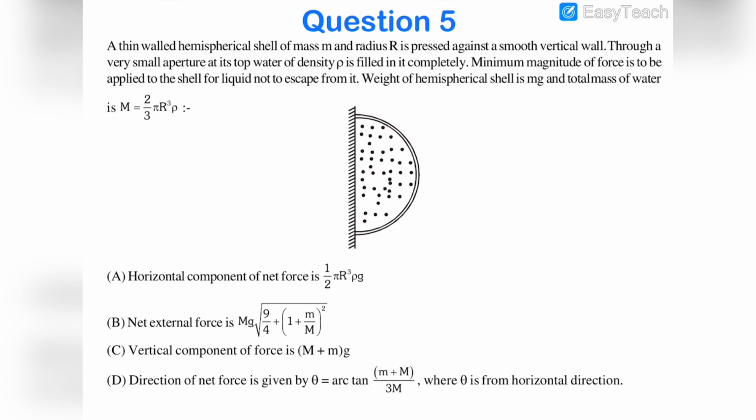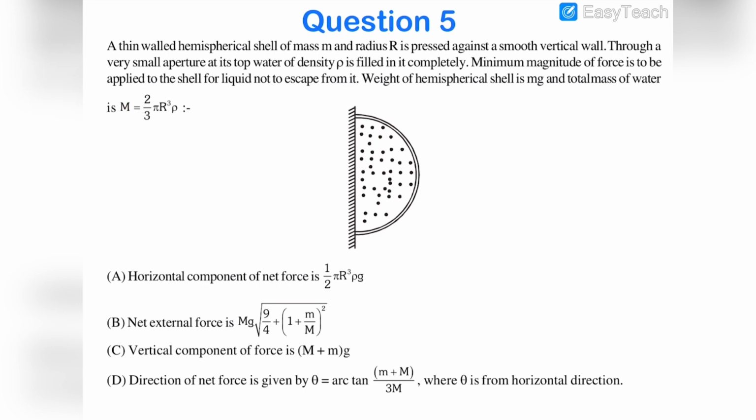In this question you can see that there is a thin walled hemispherical shell of mass small m and its radius is r. This shell is pressed against this smooth wall, and through a very small aperture on the top, water of density rho is filled into the shell completely. We have to find out the minimum magnitude of force that is to be applied on this shell so that liquid does not escape from this shell. And it is given that weight of the hemispherical shell is mg, and the total mass of the water in it is 2 by 3 pi r cube rho, obviously, because this is the volume of hemisphere and this is the density of water.